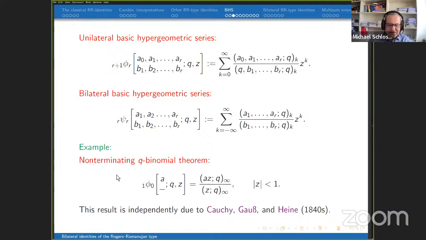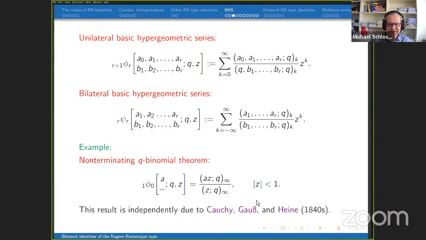An example, if you haven't seen that before. This is maybe the most important non-trivial identity for an infinite series. That's the non-terminating q-binomial theorem, which takes this form. It's an identity for a general 1φ0 series, upper parameter a, base q, argument z, with |q| < 1 and |z| < 1.